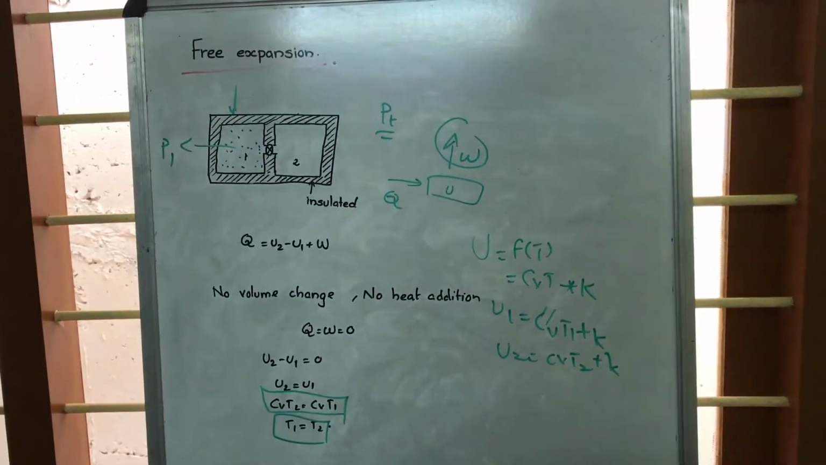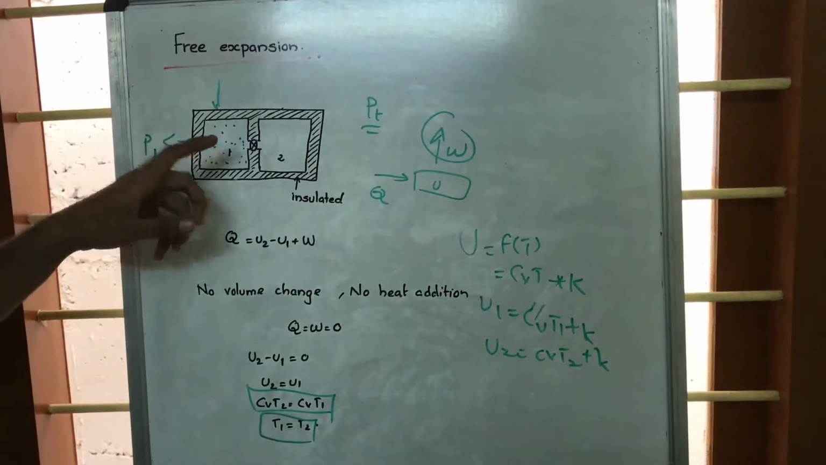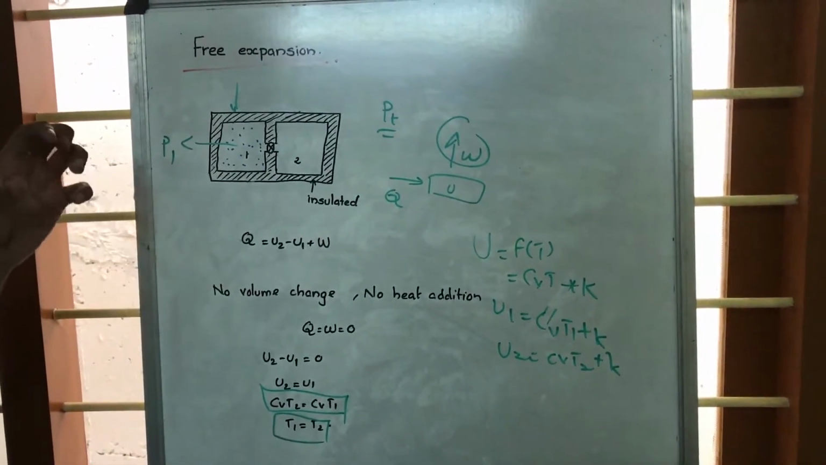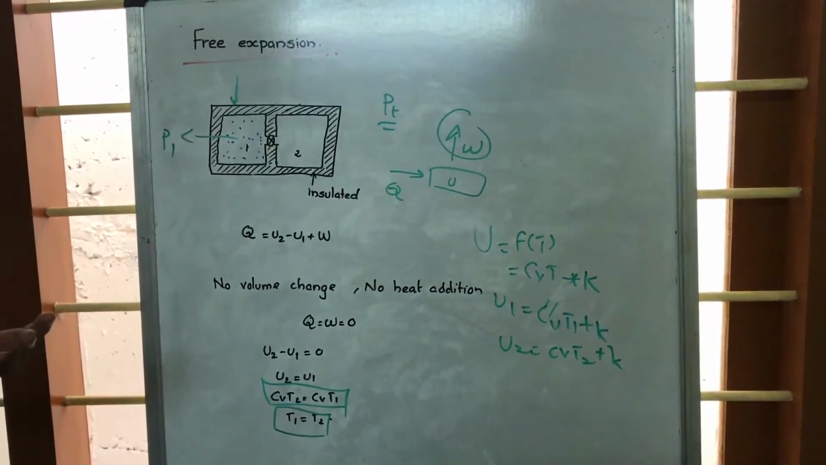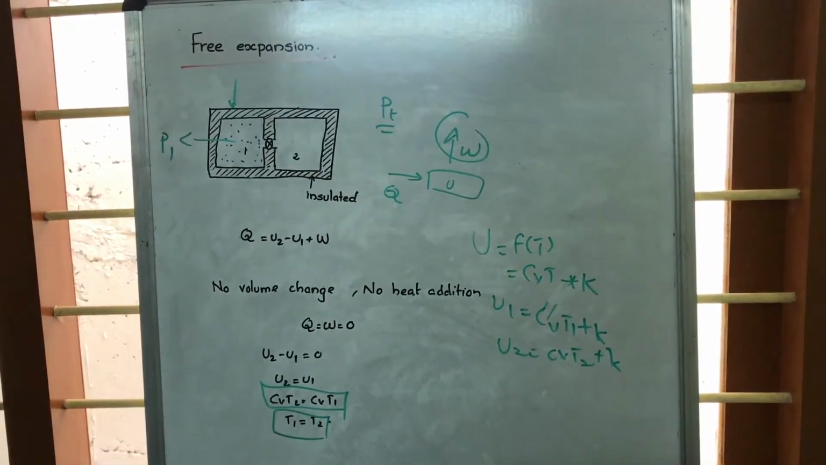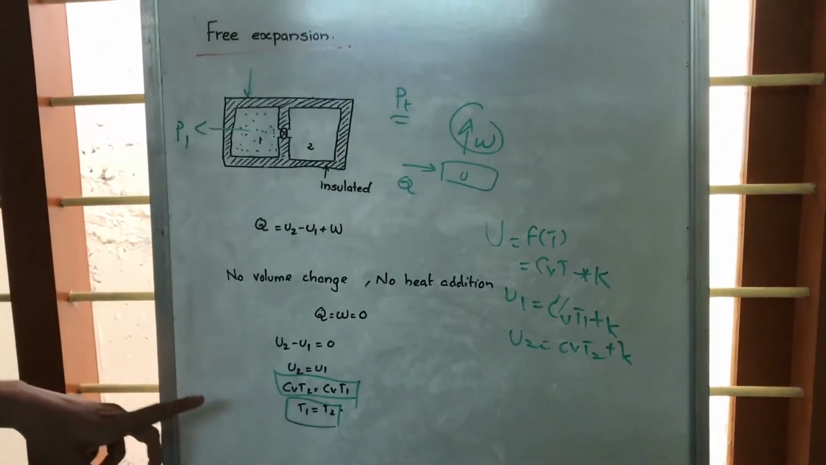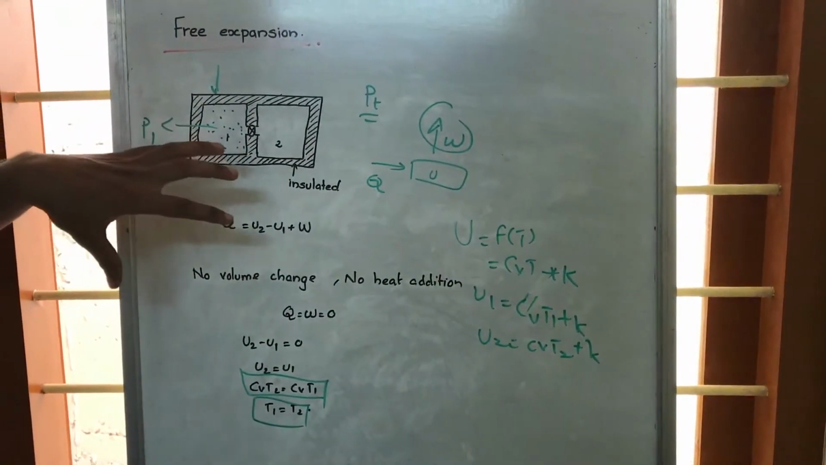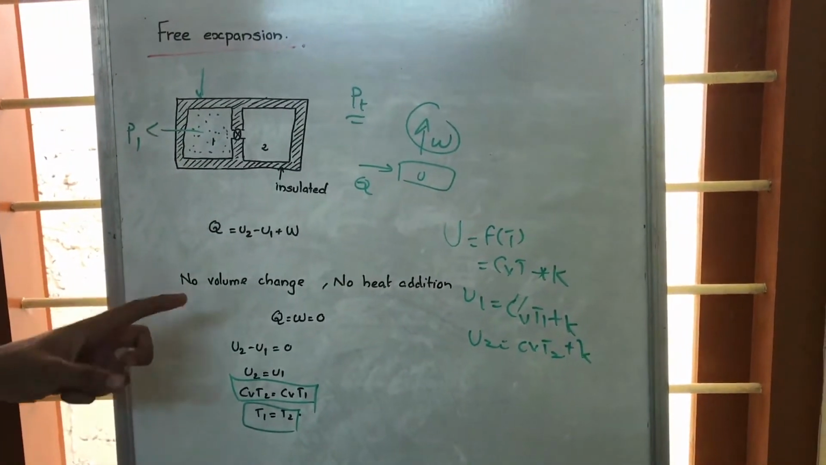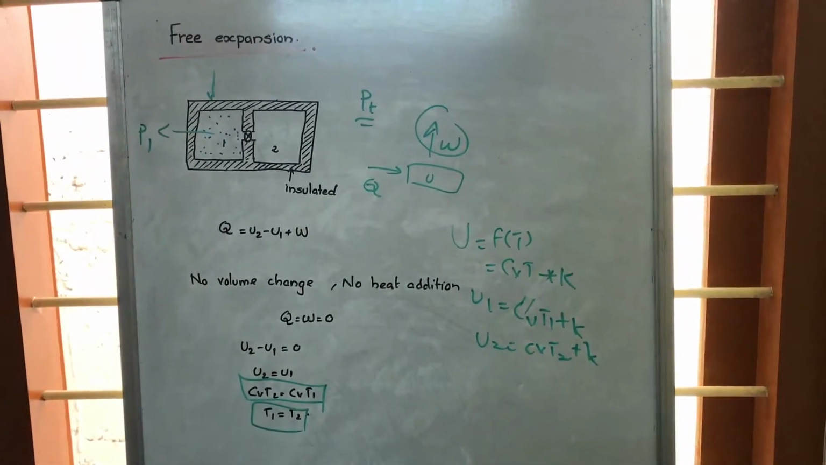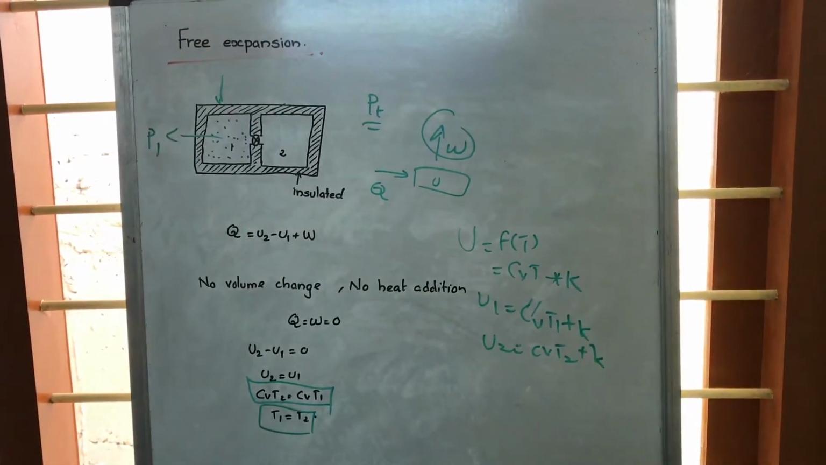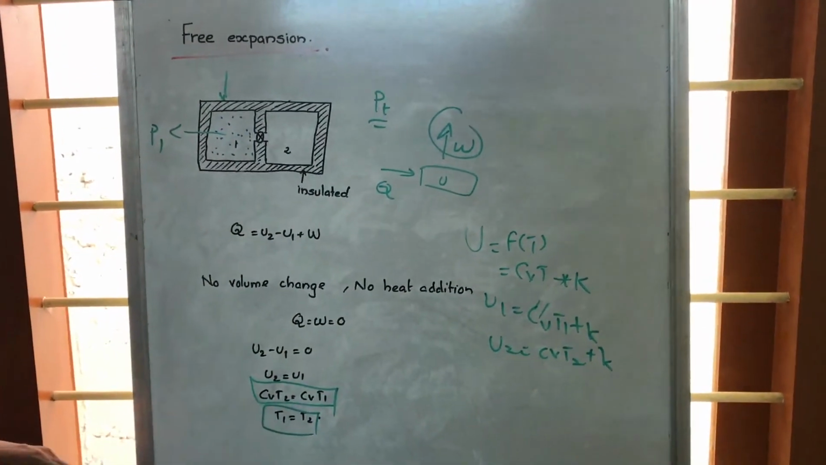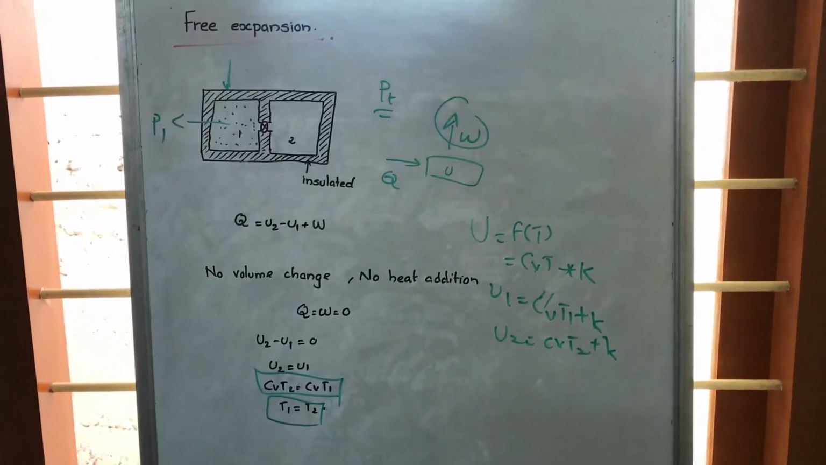That means before the expansion the temperature will be T1, and after we open the valve there is expansion. After this free expansion is completed, the temperature of the system will be T2, the same as the initial temperature. That means the temperature remains constant before and after free expansion. That is the peculiarity of free expansion.